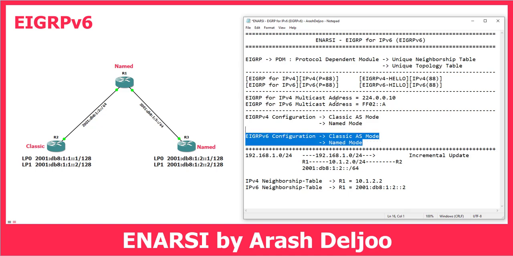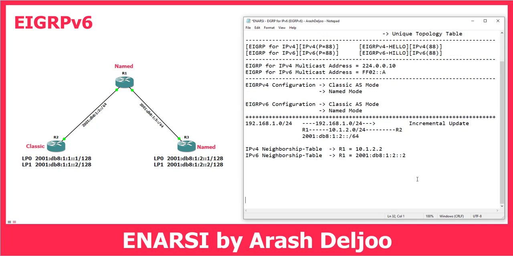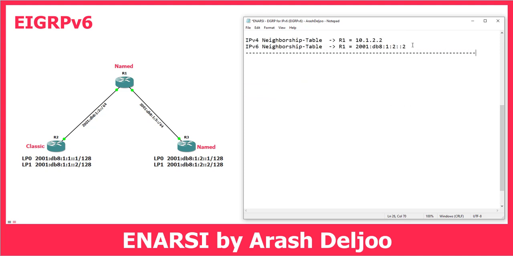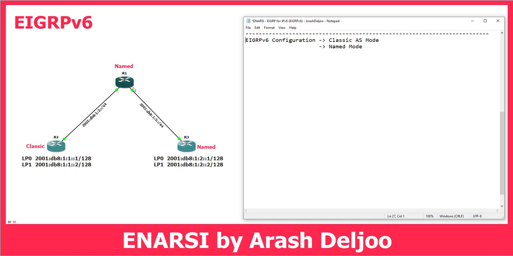We can review everything that we have learned before for IPv4. Let me talk about the EIGRP for IPv6 configuration, and here I'm going to show you different methods of configuration. The first method is the classic method, the classic AS method or traditional method, and the second method is the named method. Here we have three routers, router 1, router 2, router 3.